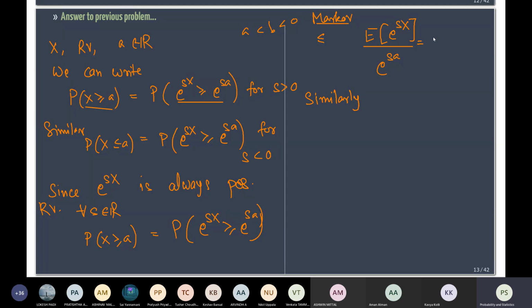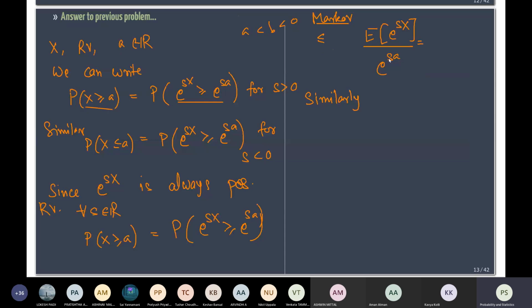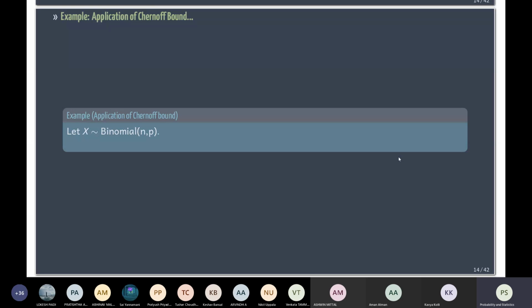So I can write this in this form. I will just take e to the minus sa, then the expectation of e to the sX, but this is the moment generating function, right? So it is M_X(s). Okay, similarly for s less than 0, you can try. Same thing. So that's the Chernoff bound we saw. What we proved just now is the Chernoff bound.